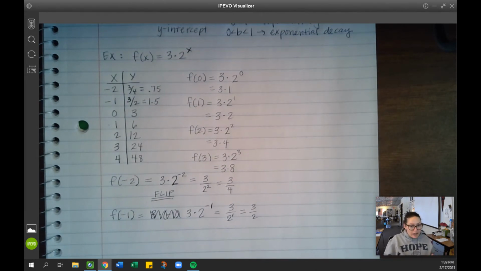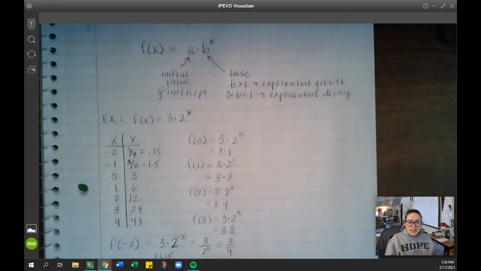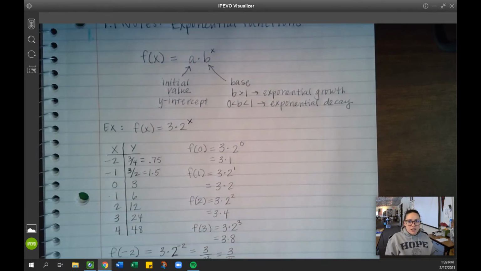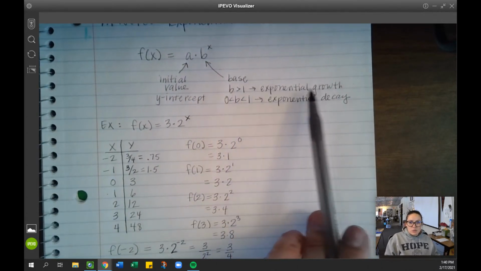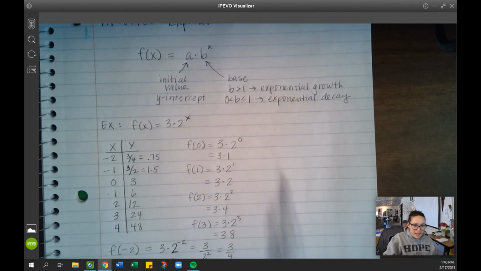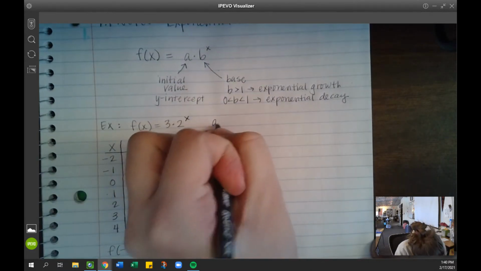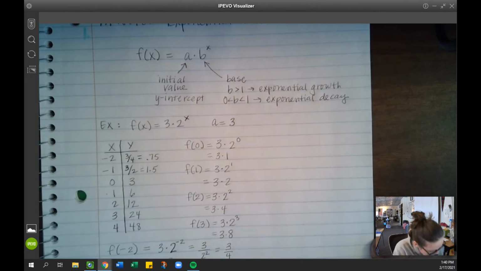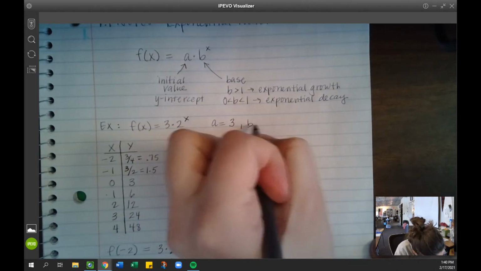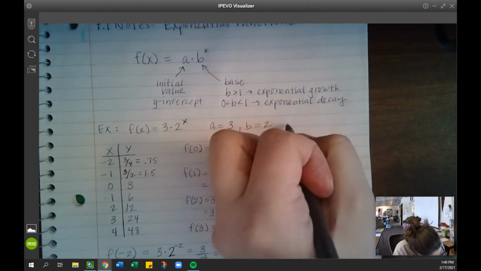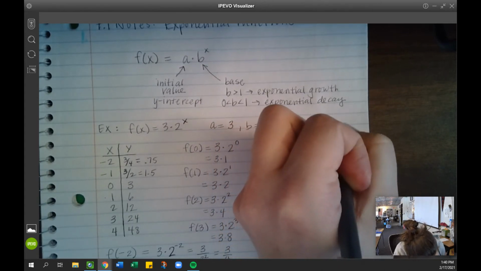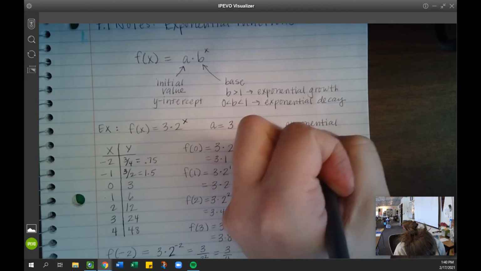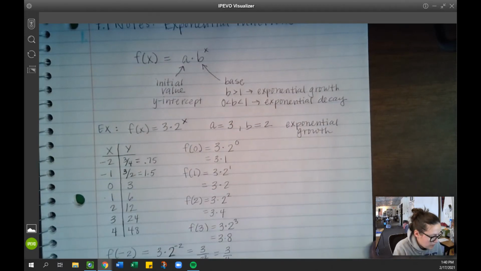Okay, so what does this graph look like? Well, first of all, can you figure out if this is going to be exponential growth or decay? Yeah, because our base, the b value, tells us whether we have exponential growth or decay. So in this case, our a value is 3, and our b value is 2, which means we have exponential growth.